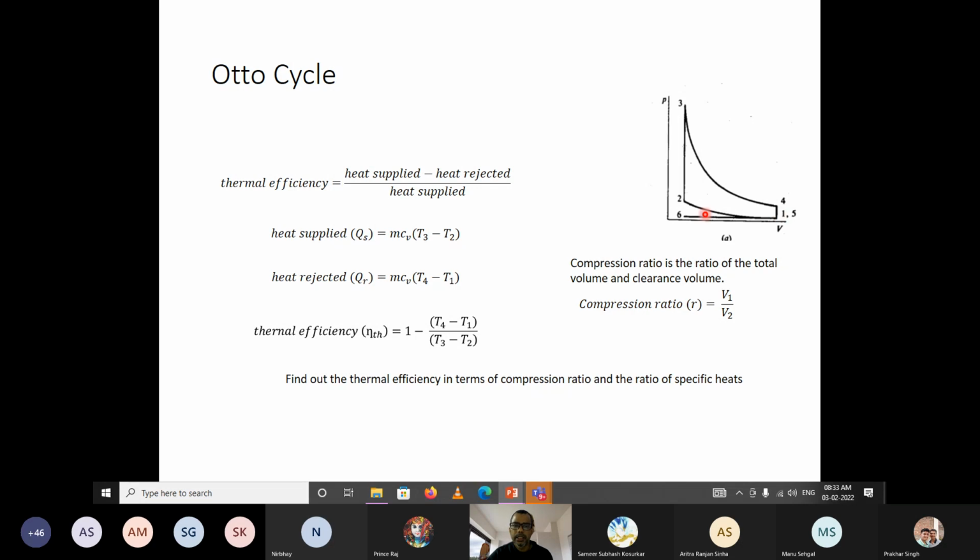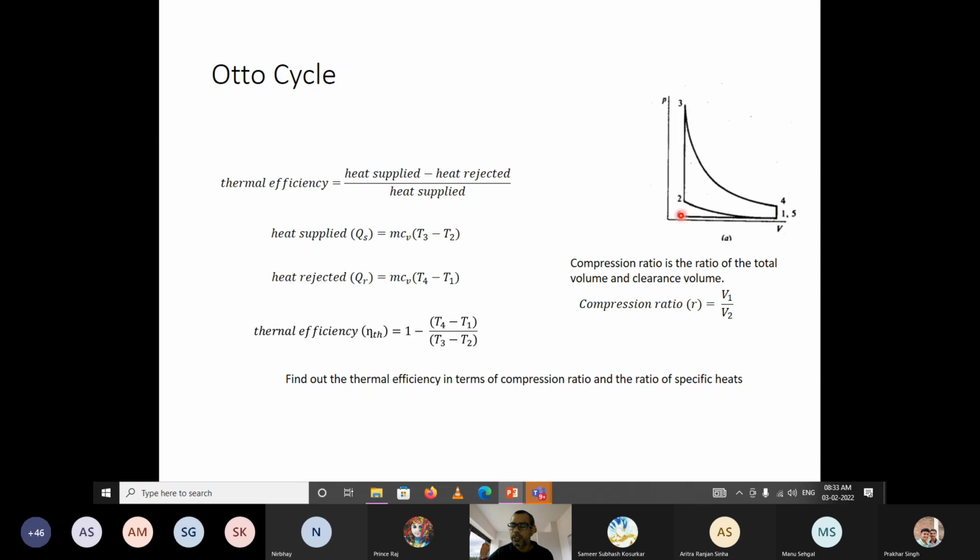A process is taking place. So the thermal efficiency is the output divided by input. Input is the heat supplied to the engine, and the output we can take as the heat supplied minus the heat rejected. That is the total work done. So the thermal efficiency we can write as the heat supplied during the process 2-3 minus the heat rejection at the process 4-1, divided by the heat supplied.